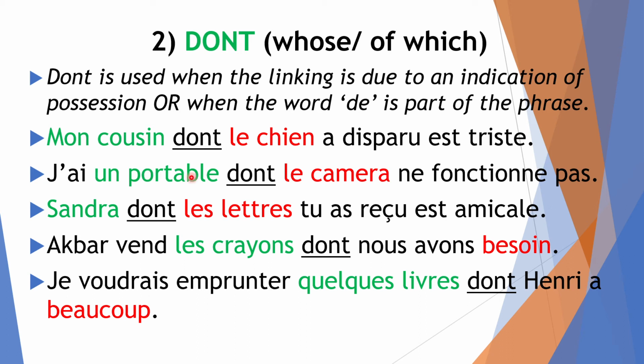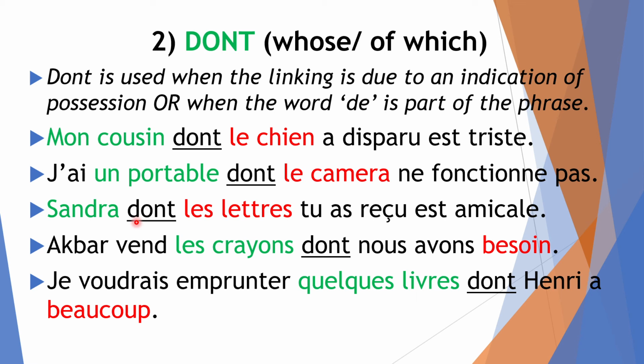Next one. J'ai un portable dash la caméra ne fonctionne pas. So if we split this up, it will be j'ai un portable. The second sentence will be la caméra du portable ne fonctionne pas. So what is the indication again? The camera of the phone, okay, is not working. It's an indication of possession. The camera belongs to the phone. So you have to say dont. So in English it would either be I have a phone whose camera is not working, or I have a phone of which the camera is not working.